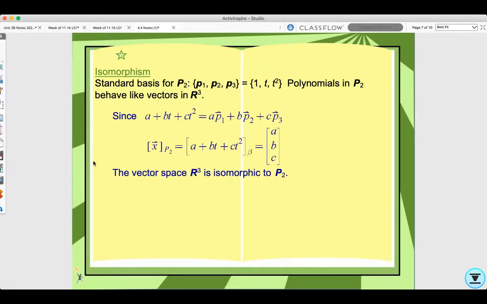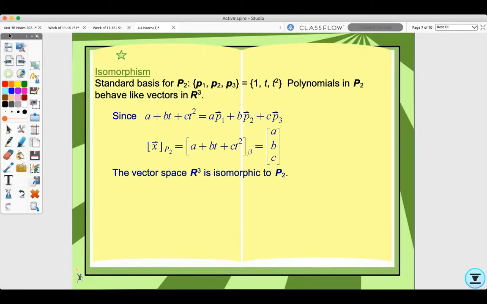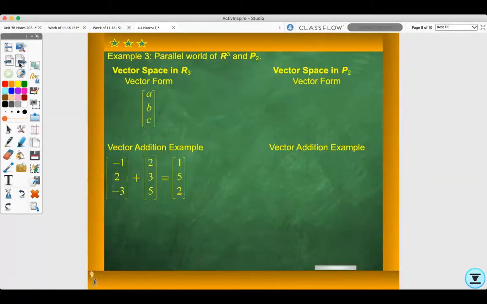Since a plus bt plus ct squared equals a p1 plus b p2 plus c p3, the B-coordinate vector of x equals a plus bt plus ct squared, which equals a, b, c. The vector space R3 is isomorphic to P2. And we'll talk more about that in the next example.